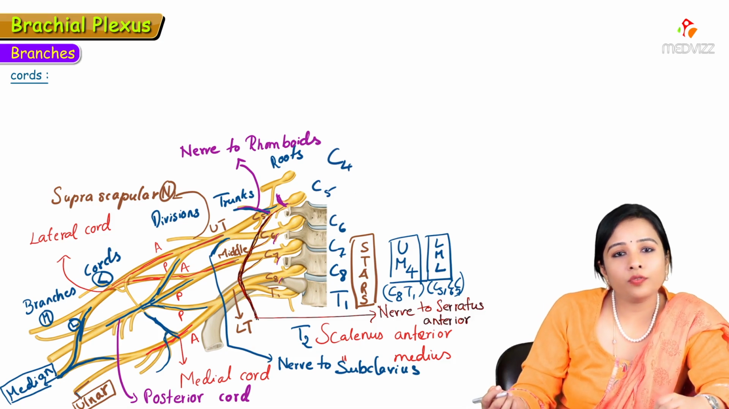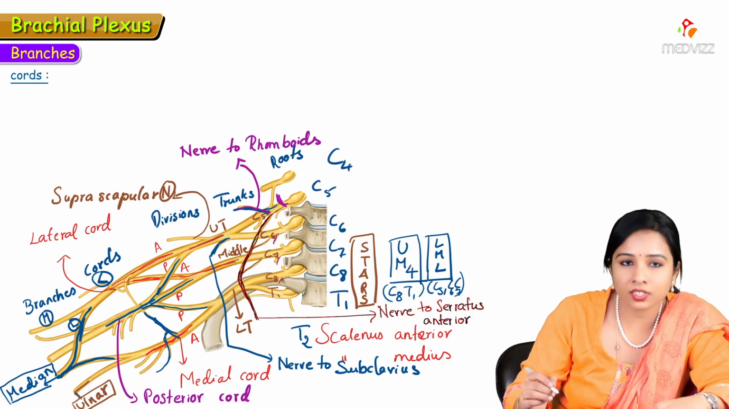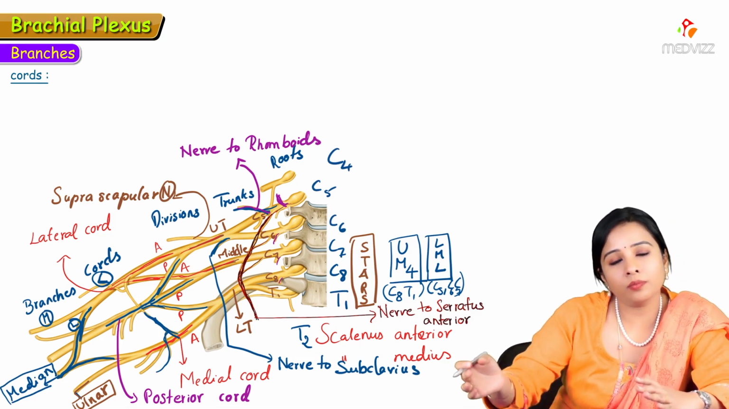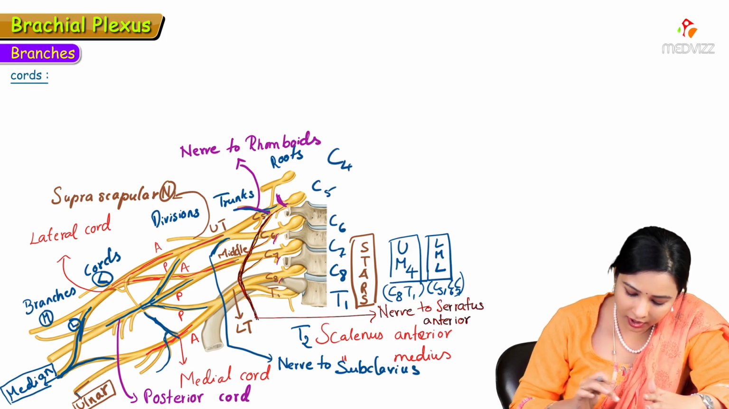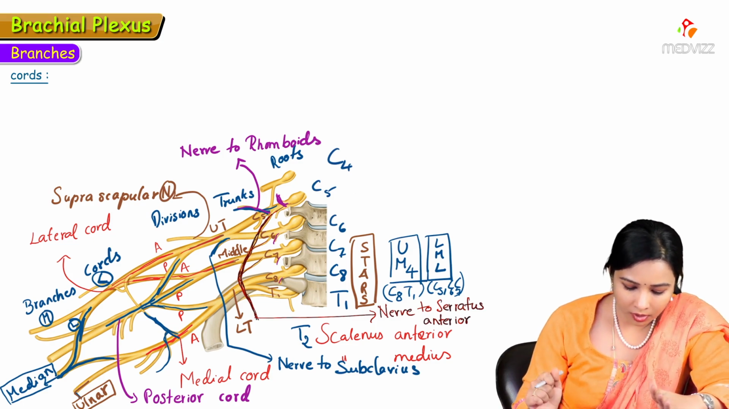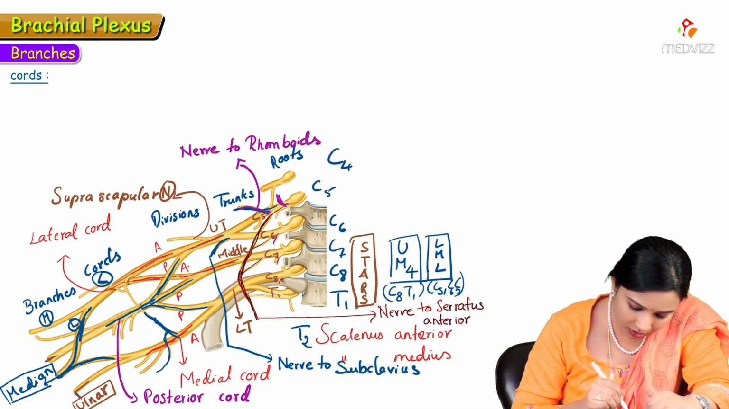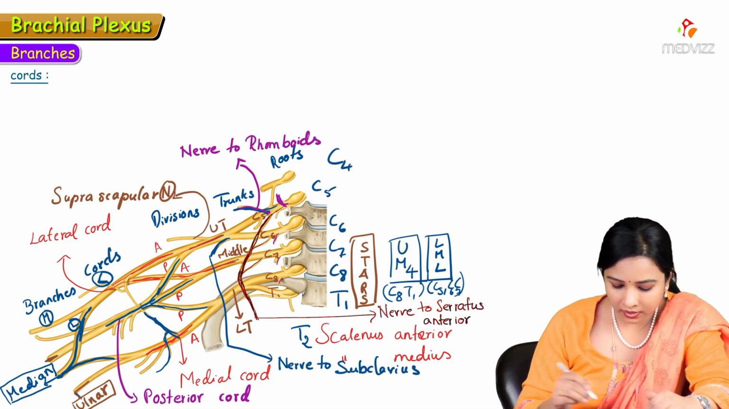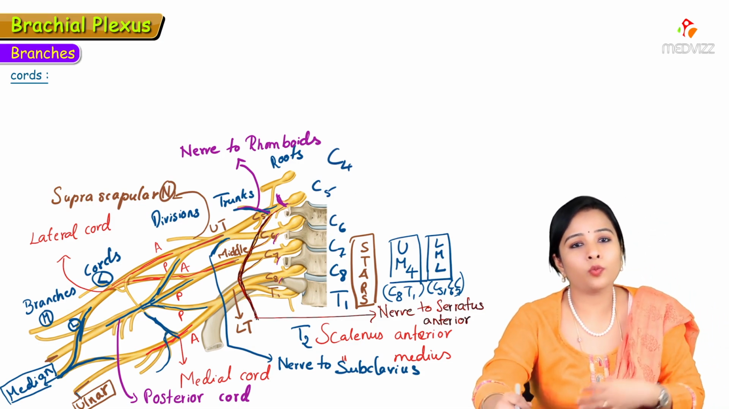And the root value for the posterior cord of brachial plexus is C5, C6, and some nerves are C8, T1, everything, because all the posterior divisions join to form the posterior cord of brachial plexus. So here is the posterior cord of brachial plexus, which gives off several branches. Let's talk about them one by one.